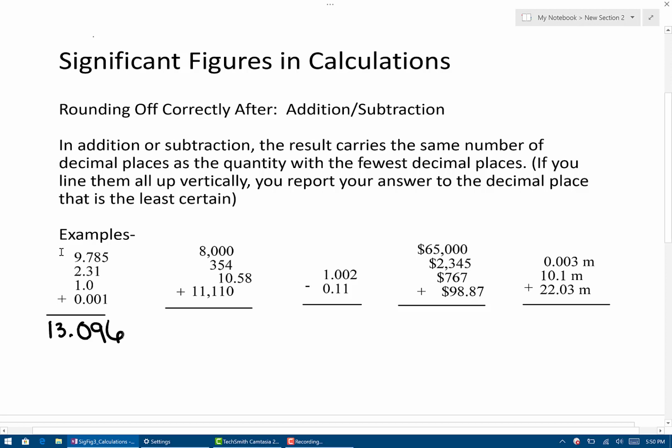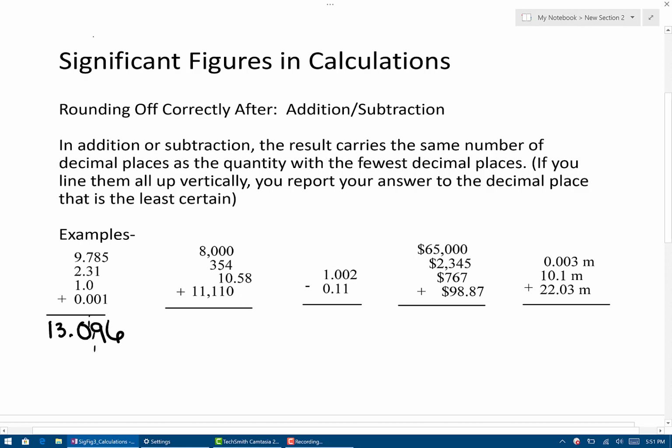The first number has four significant figures and 3 decimal places. It reports the precision to the tenths, hundredths, thousandths place. The second number has 2 decimal places, so it reports out to the hundredths place. That's the level of how precise it is. This third number reports out to the tenths place, our first decimal place, and the last one reports out again to the thousandths place. Since this one has the least number of decimals, only 1 decimal place, our answer can only have 1 decimal place. So we'll have to cut off here.